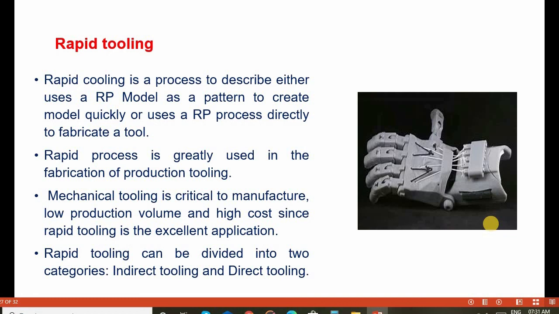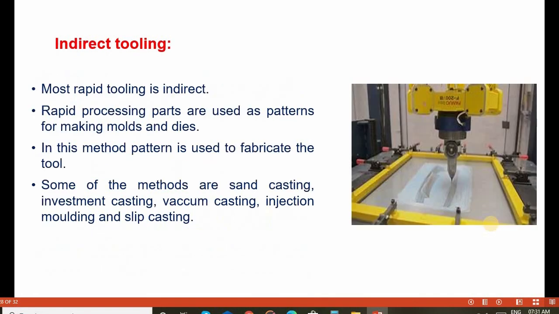Rapid tooling can be divided into two categories: indirect tooling and direct tooling. Most rapid tooling is indirect. The rapid processed parts are used as patterns for making molds and dies. In this method, the pattern is used to fabricate the tool. Some of the methods are sand casting, investment casting, vacuum casting, injection molding, and slip casting. These are the methods used in indirect tooling.